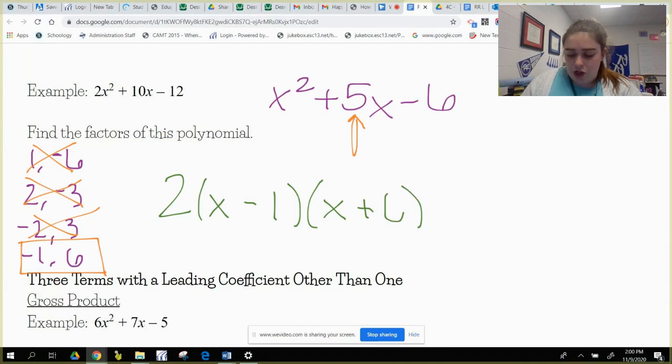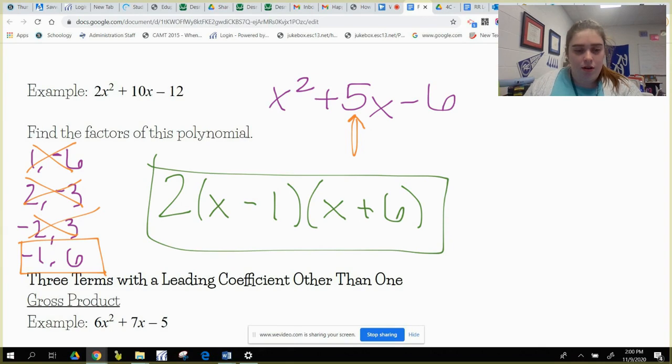And then if you want, you could check your work just by multiplying like we were practicing on Friday, and see if it matches. That doesn't hurt to do, okay? But that is our final answer. All right, awesome.